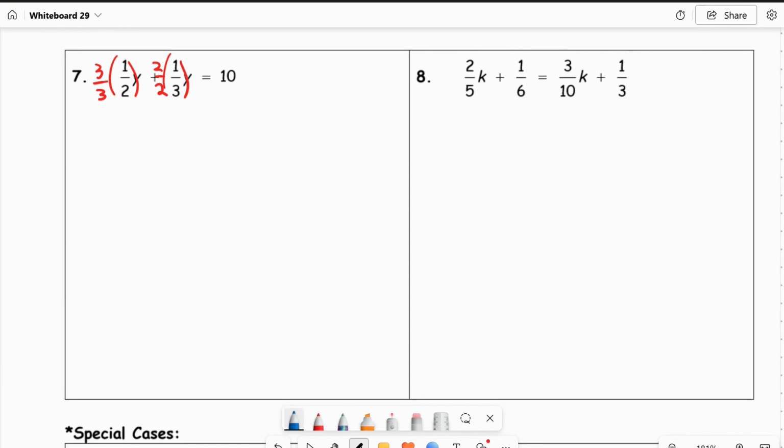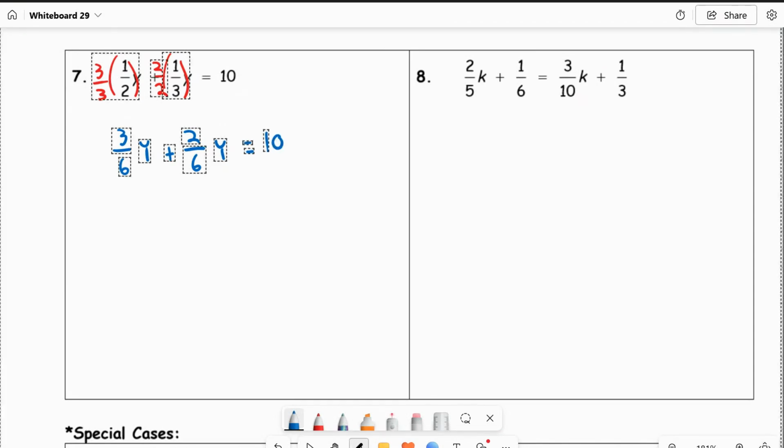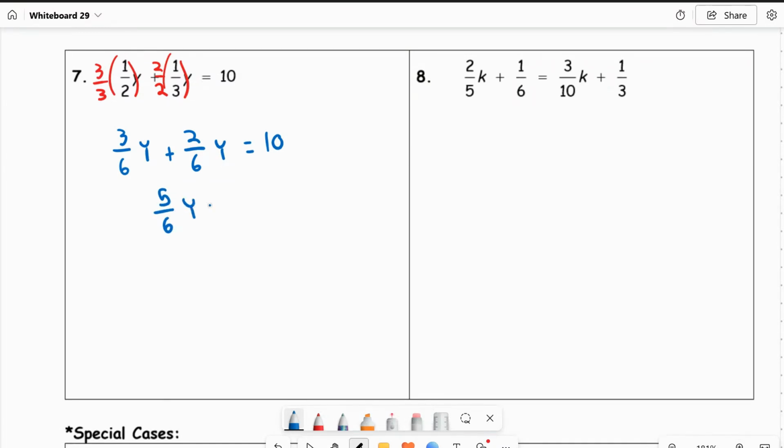So multiplying these, I have 3 times 1, which is 3, over 3 times 2, which is 6, y, plus 2 times 1, which is 2, over 3 times 2, which is 6, y, equals 10. Remember, we didn't actually change our fractions here. They just look a little bit different. So let's combine our like terms. So 3/6 plus 2/6. Just add our numerators. That will give us 5/6 y equals 10. And now we have a case just like on the last page.